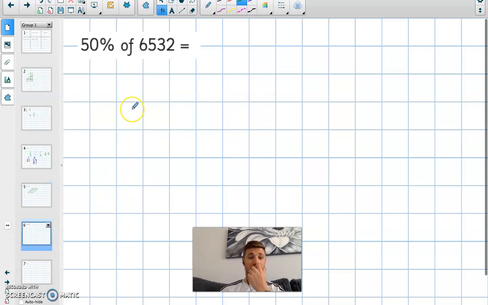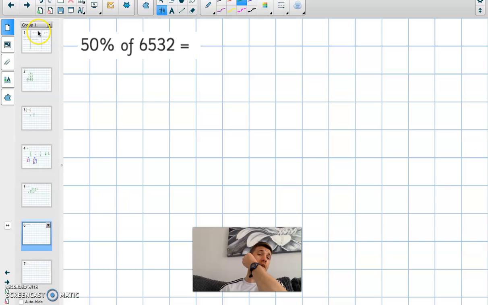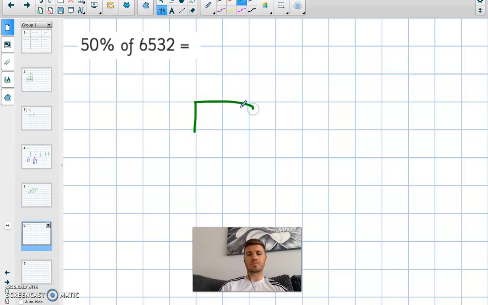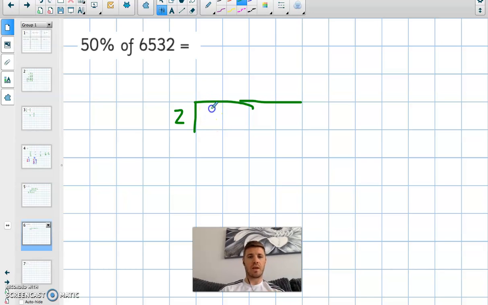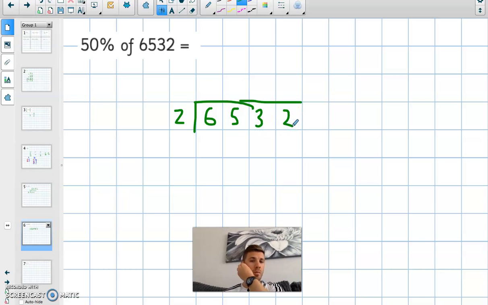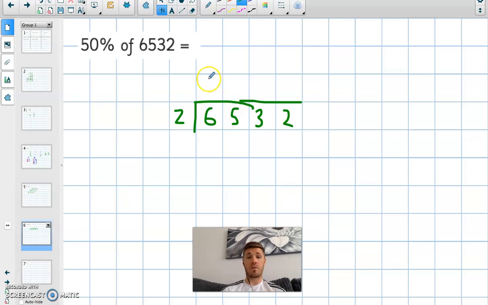Okay, moving on, finding 50% of 6,532. Now, you know that 50% is half of a number, so instead of finding 10% and then multiplying that 10% by 5 to get 50%, I'm actually just going to halve the number. So I'm going to put it in a bus stop. When you're halving a number, you divide it by 2. You're putting it into 2 equal parts, and then you put the number that you're finding the percentage of in the bus stop. So how many 2's go into 6? Well, there are 3 with no remainder.